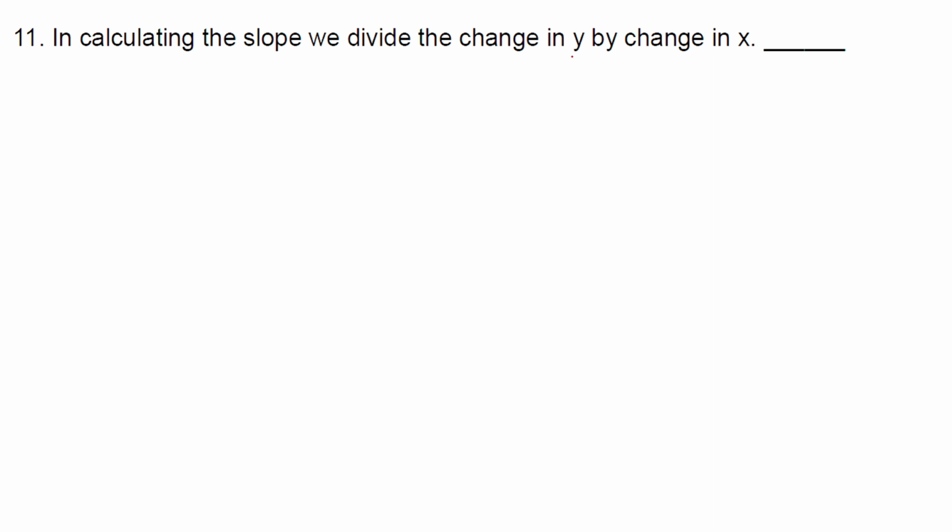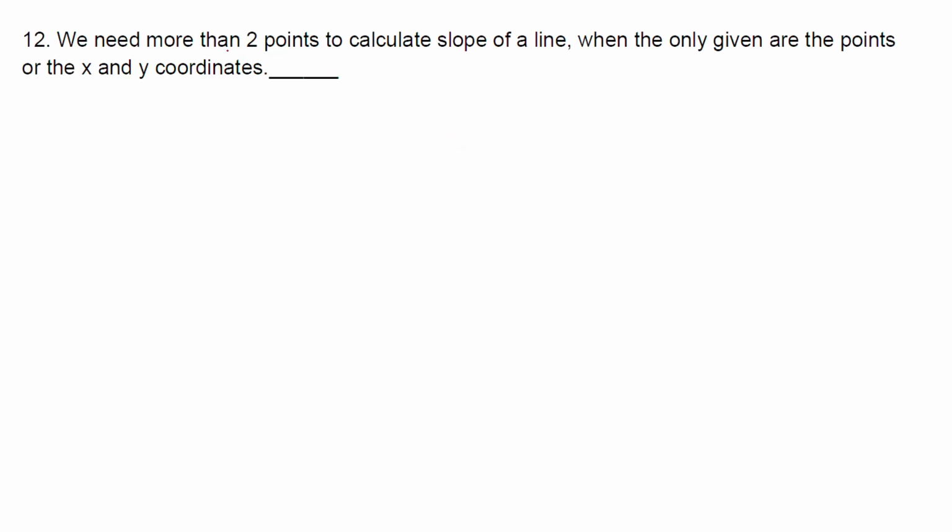Number 11. In calculating the slope, we divide the change in y by change in x. It's like you divide the change in y by the change in x. That's our slope. And actually, this one is true. Let's proceed. I guess there's no need to further explain this one, because this is just you being familiar with the formula for the slope, and that is change in y over change in x.